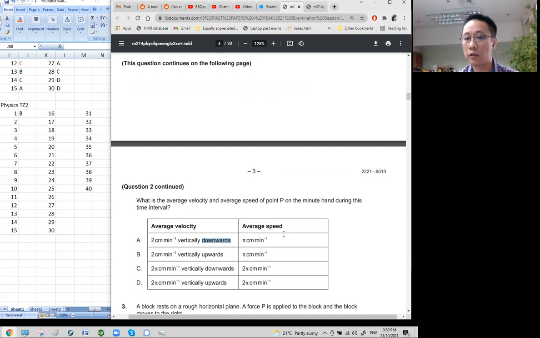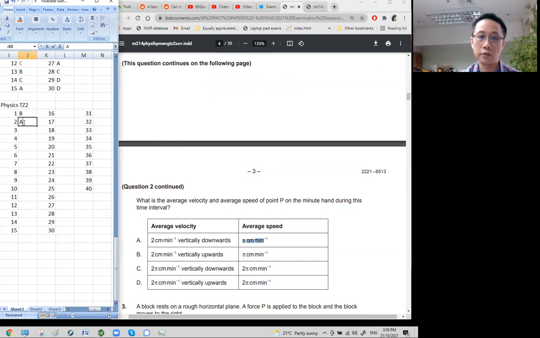But then for average speed, you look at the arc length. So 2 pi r divided by time. So 2 pi times 30 divided by 30. No, 2 pi times 30 divided by 2 first because it's a semicircle, and then you divide by 30. So pi cm per minute is also consistent. But in any event, the answer is A.